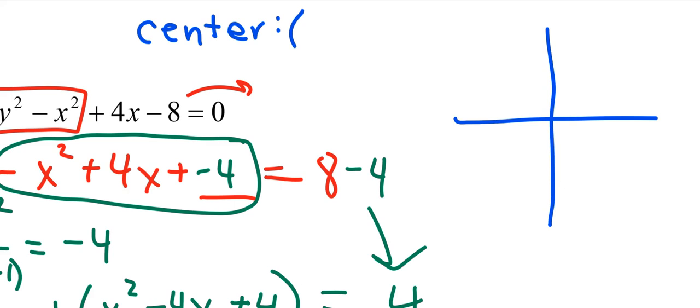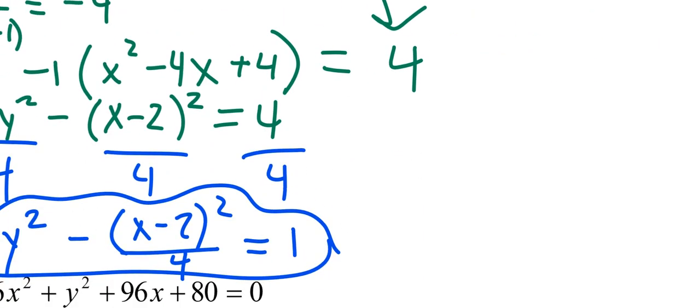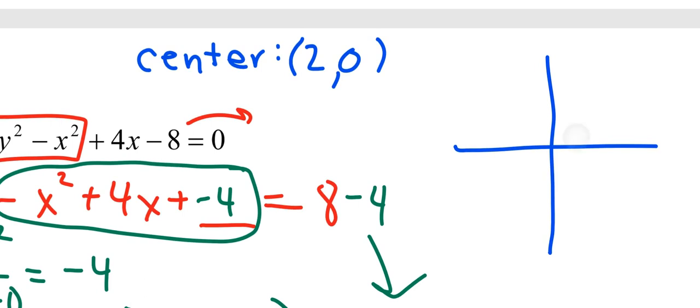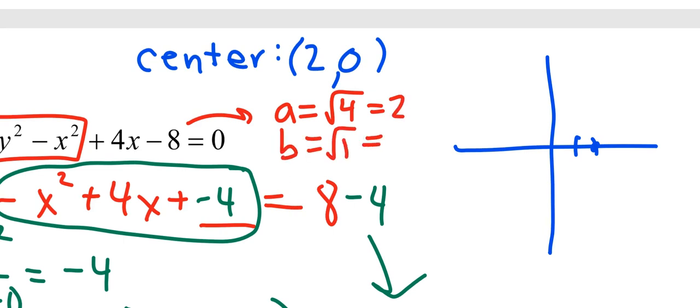All right, what's the center? Center is (0, 2). Let's see if I agree with that. Yep, good job. So we got that. What is the A value? A is the square root of 4. What's the square root of 4? So that's a 2. B is the square root of 1.